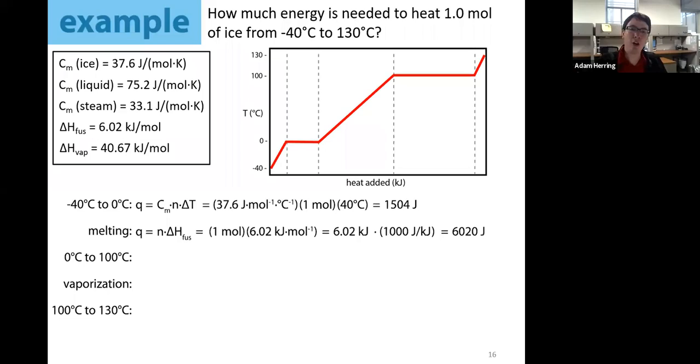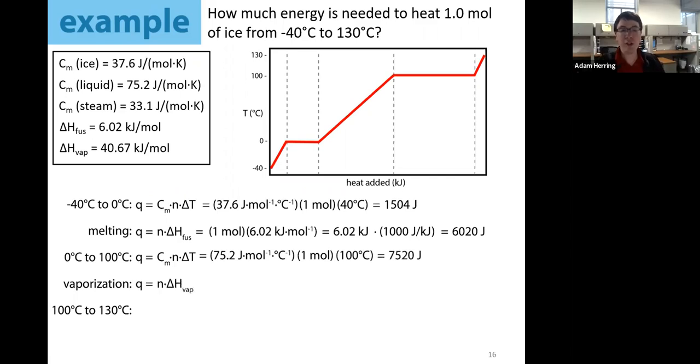Before you add together all of your heats, you're going to need to make sure that they have the same units. So we repeat this process. Anytime we have a temperature change, we use Q equals C n or m times the change in temperature. Again, we use the heat capacity for the liquid phase, the amount of substance, and then the temperature change. Vaporization uses the amount of substance and the enthalpy of vaporization. Again, you would need to convert this into joules before adding together.